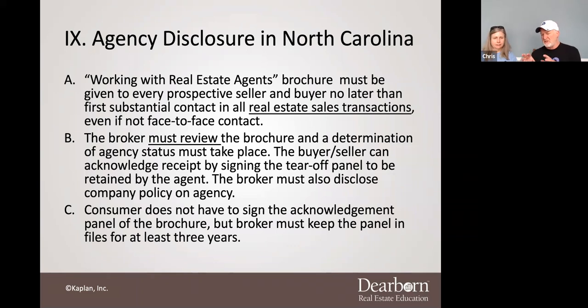Okay, let's recap on this just real quickly. Working with Real Estate Agents brochure, first substantial contact. I'm telling you guys, you need to recognize when first substantial contact occurs. In person, in an open house, over the phone. By the way, could first substantial contact occur over the phone? Yes. Yeah, it happens all the time.